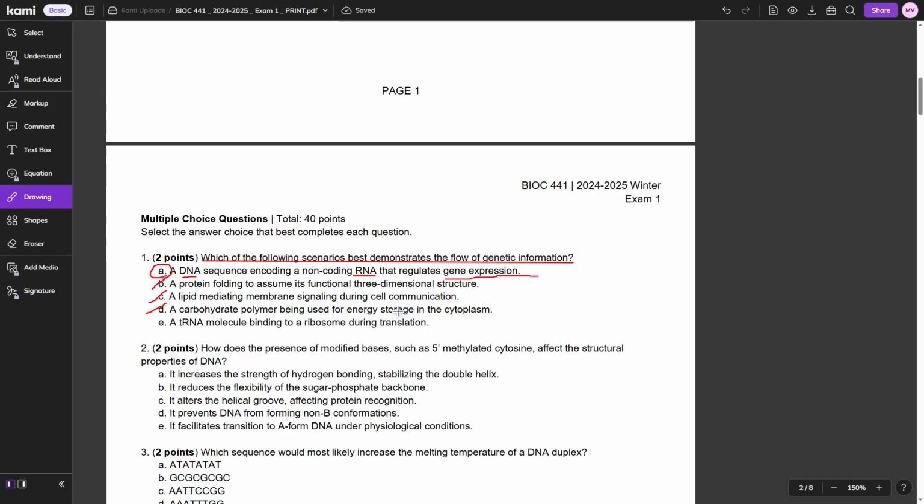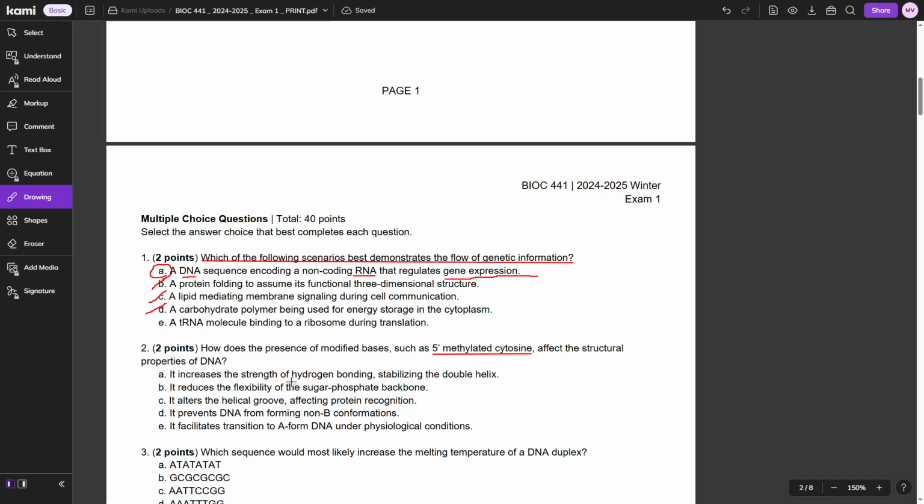How does the presence of a modified base, such as 5-methylated cytosine, affect the structural properties of DNA? For this one, I'm looking for anything that has to do with messing with the major or minor grooves. Because you guys talked about this, methylation and any kind of editing to the bases in DNA has some sort of impact on enzyme binding and other protein bindings. So anything that has to do with that.